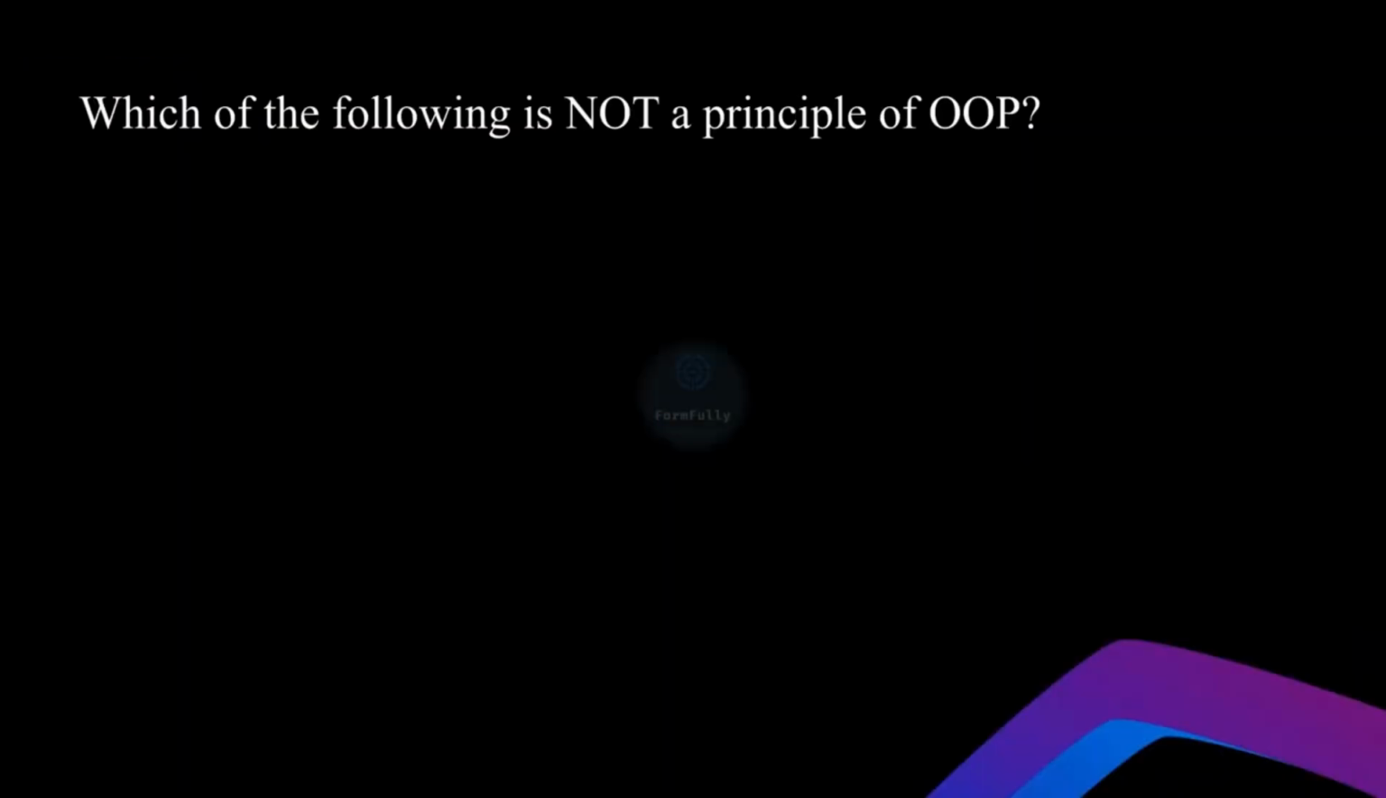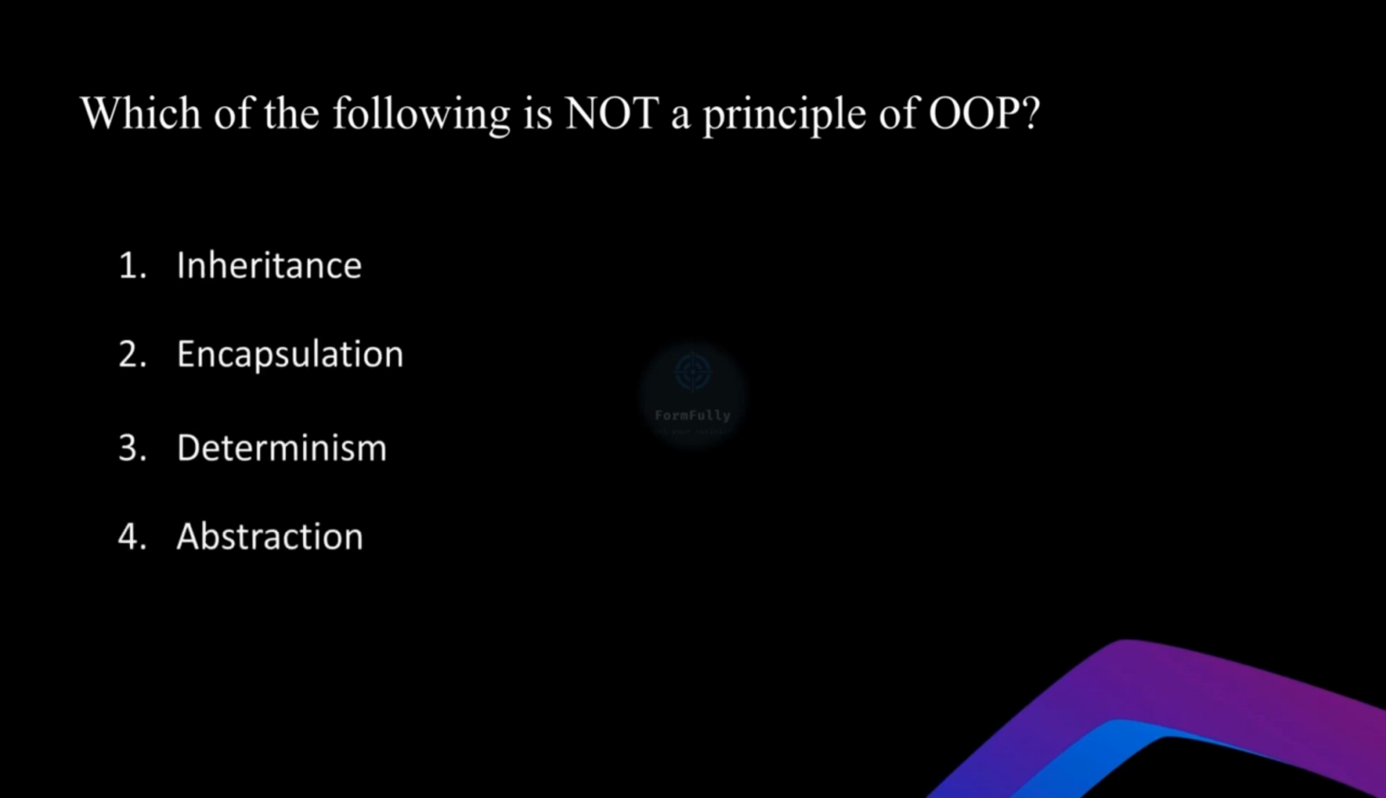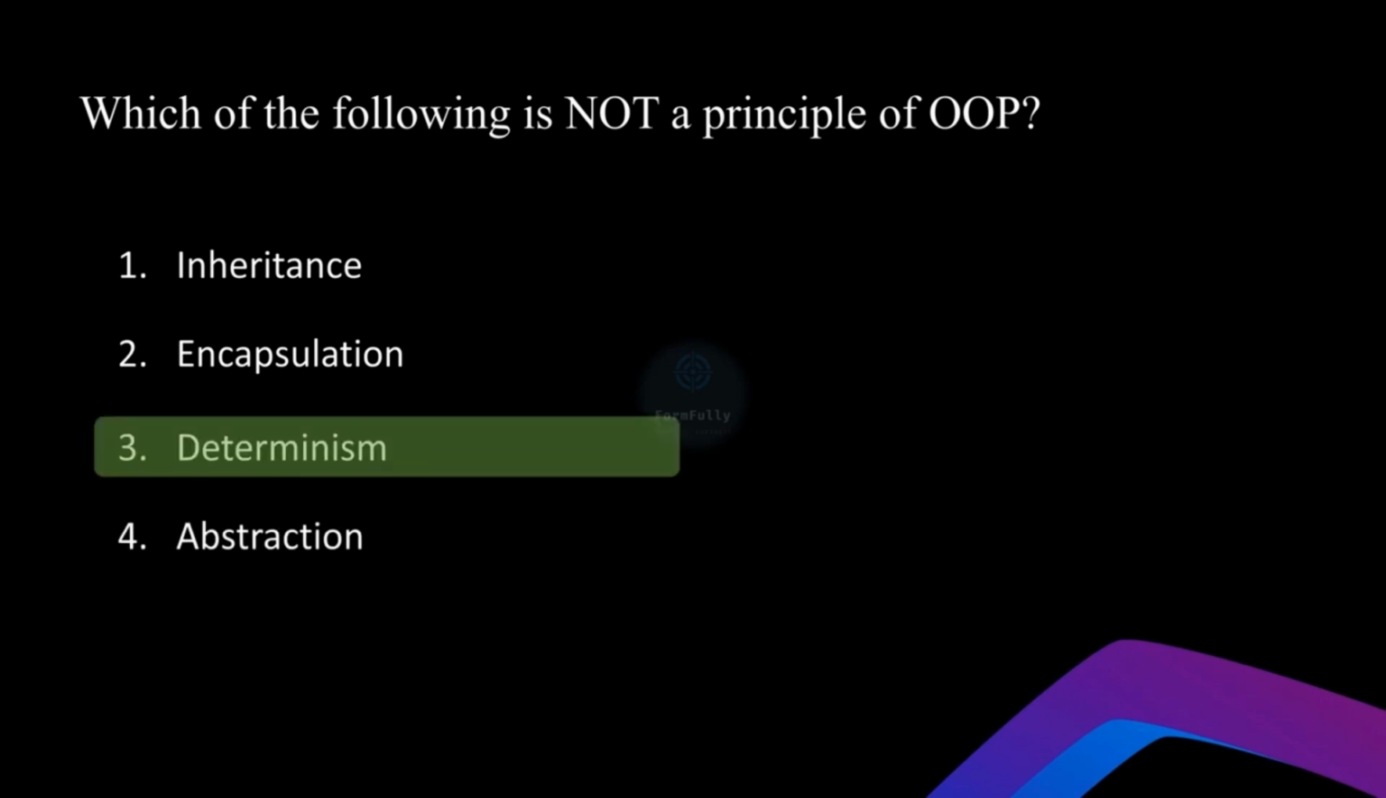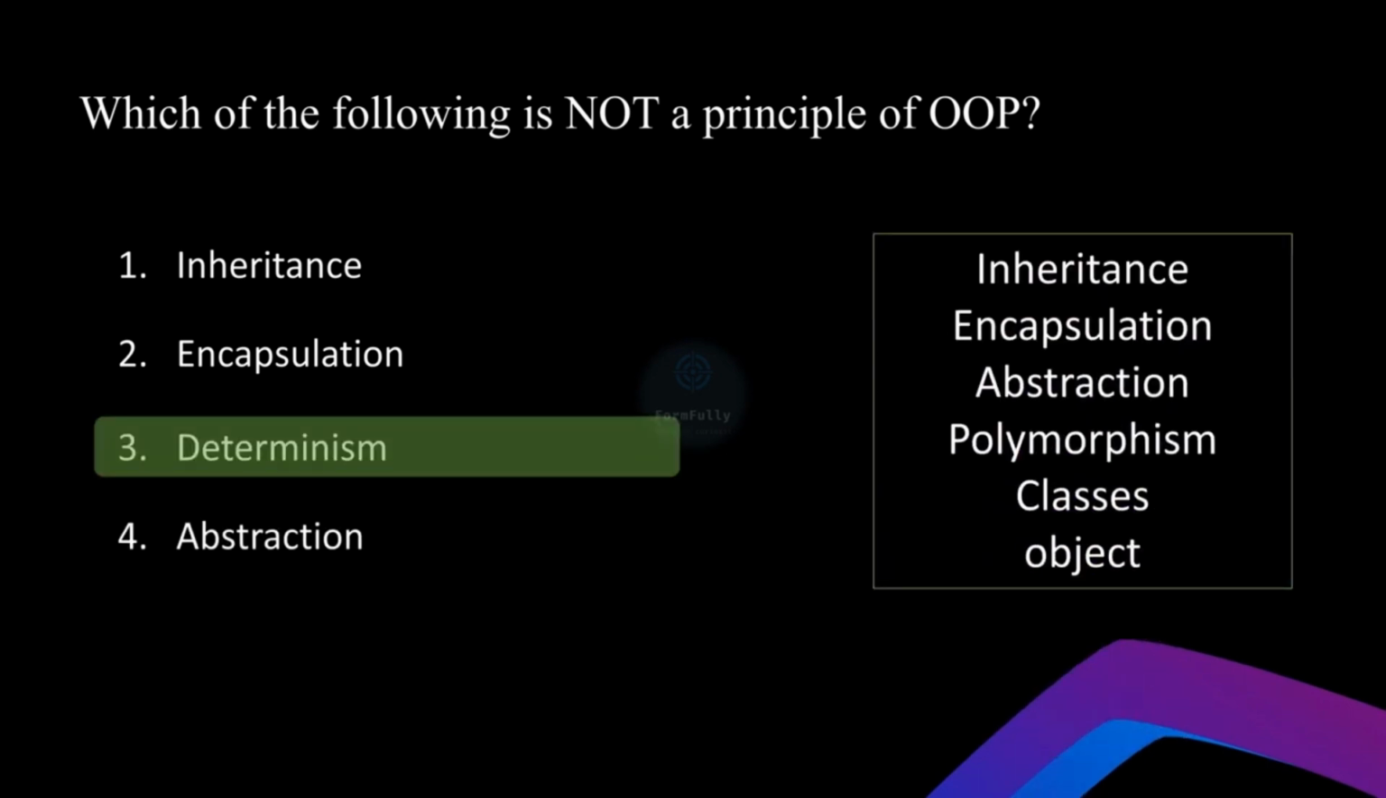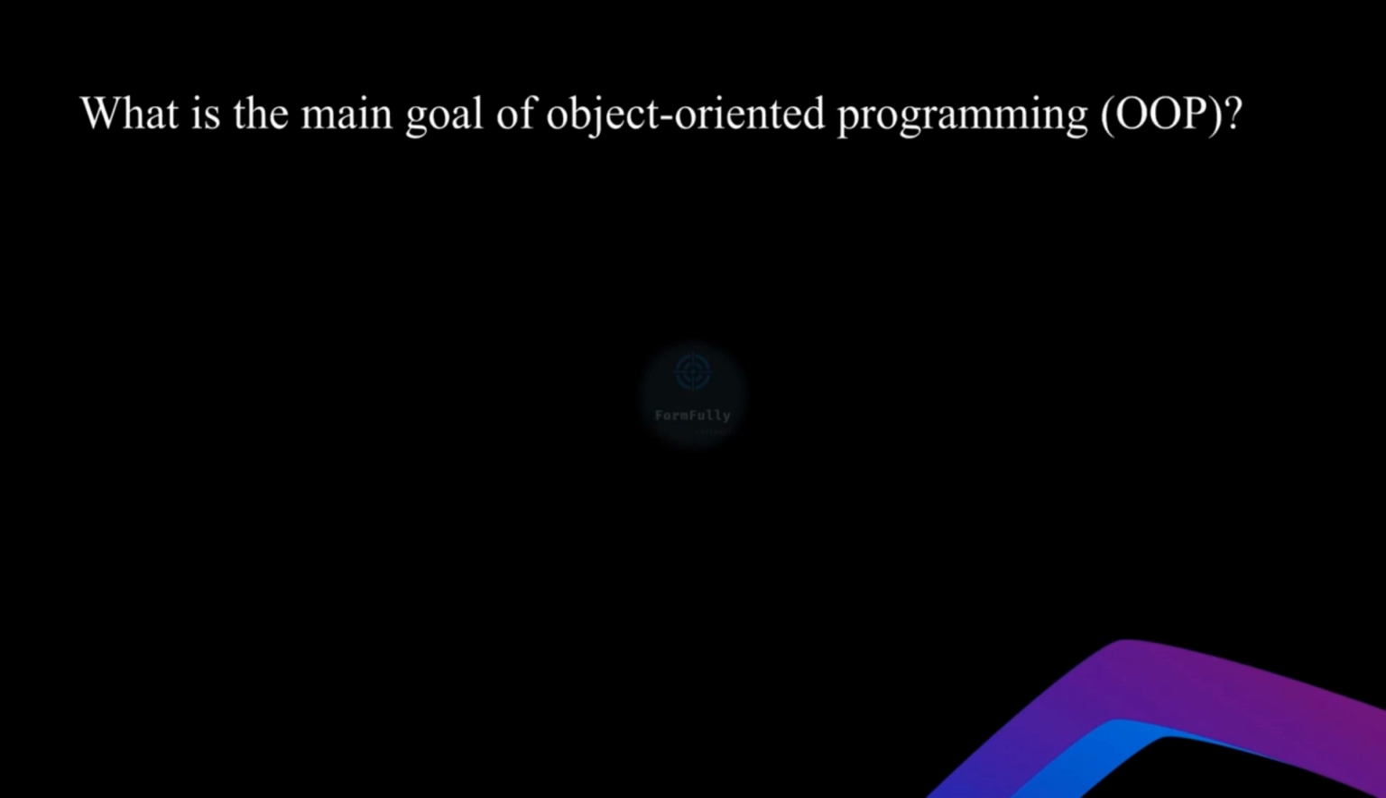Which of the following is not a principle of OOPs? Inheritance, encapsulation, determinism, abstraction. And the correct option is determinism because the principles of OOPs are inheritance, encapsulation, abstraction, polymorphism, classes, object.